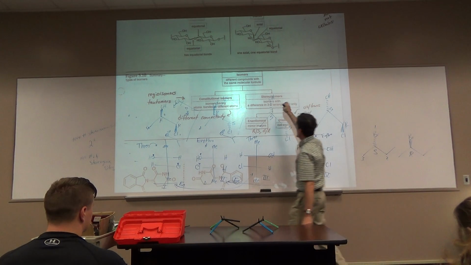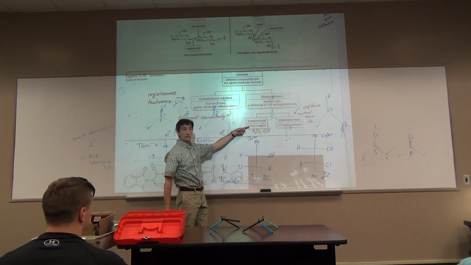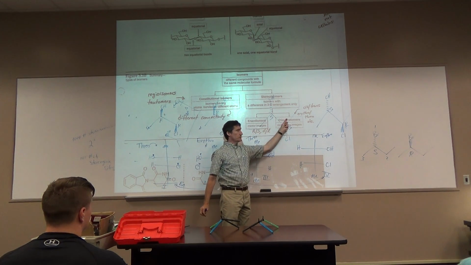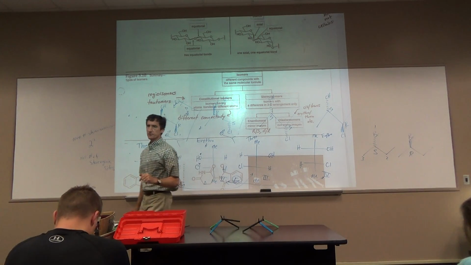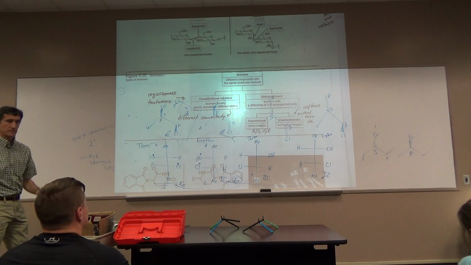Here, stereoisomers, there's 2 types. Enantiomers, these are mirror images that are different. Diastereomers are not mirror images. Diastereomers is kind of a default category: stereoisomers that are not mirror images.